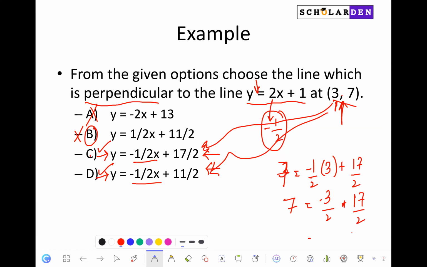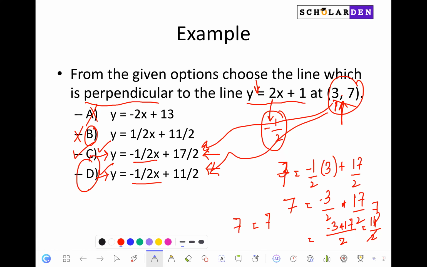If we take the LCM, we don't need to because the denominator is the same. So it's simply minus 3 plus 17, which is 14 over 2. We simplify this, and we get 7. So we get 7 is equal to 7. So this point lies on this line. Automatically, this option is correct. And because we were asked for only one option, we stop over here.